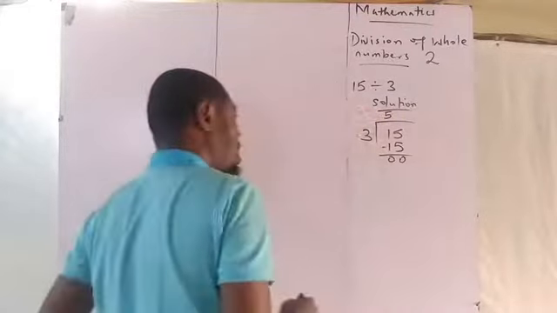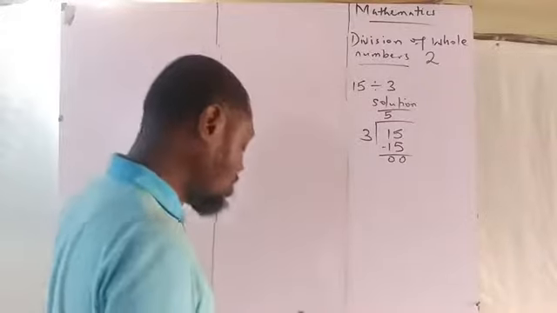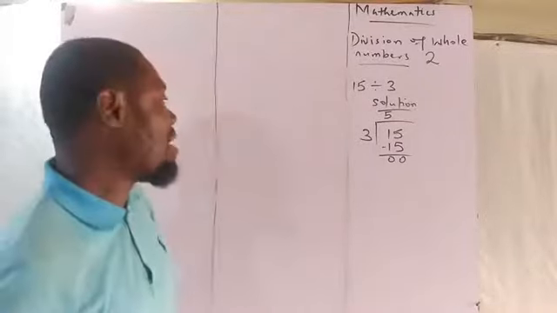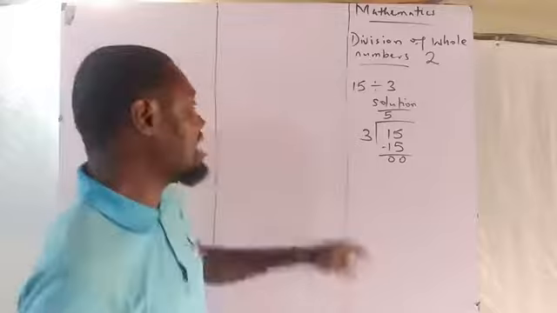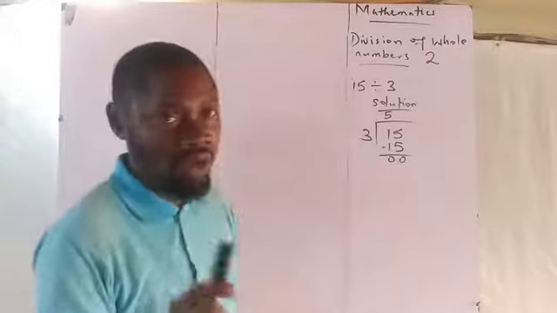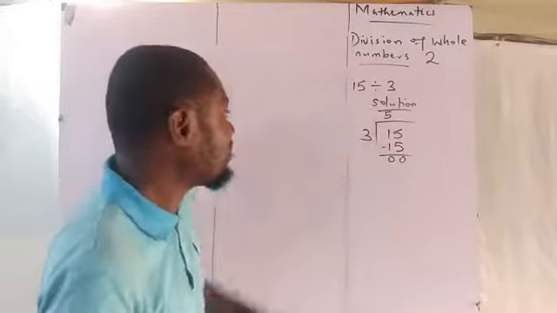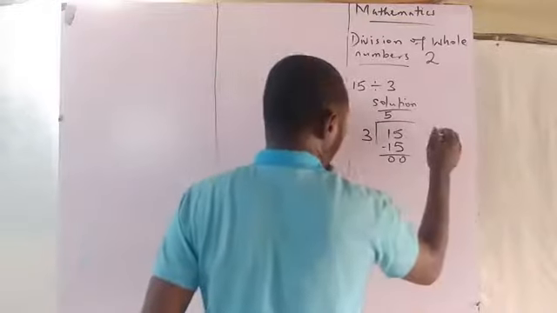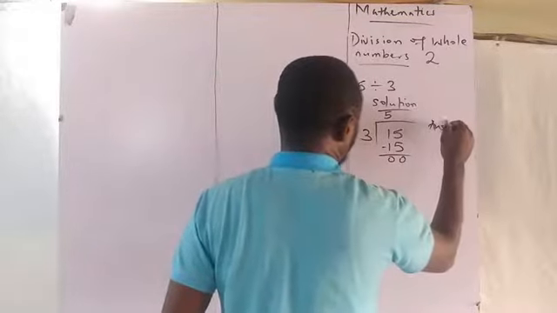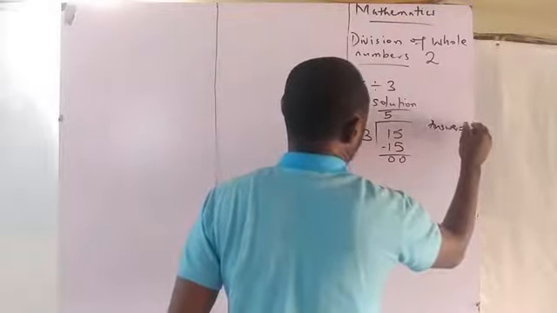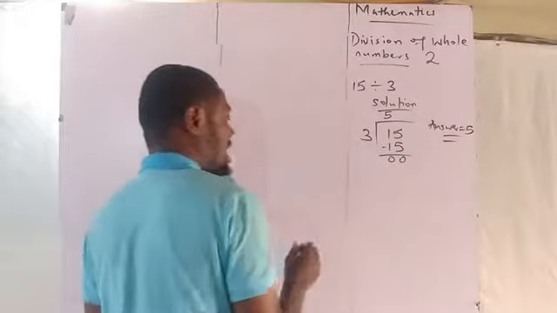So you're going to keep on dividing until you arrive at 0, or you arrive at a remainder that the divisor can no more go through. So your answer is 5. If you divide, your answer is 5.